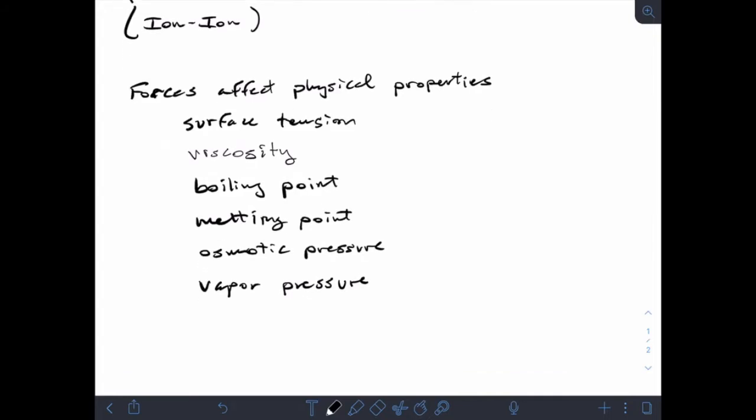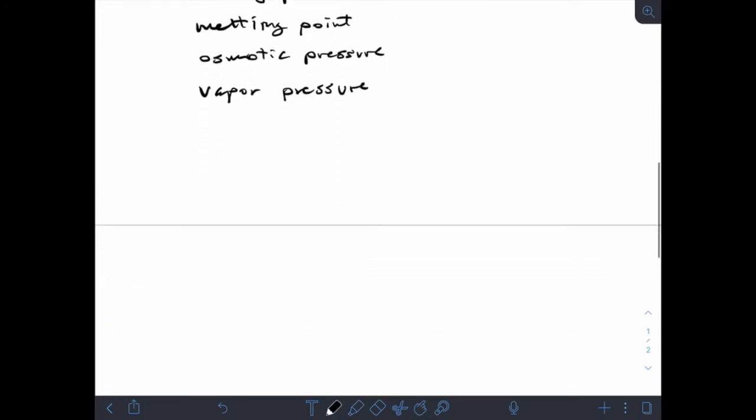Okay. So most of these, the stronger the forces, the stronger the physical properties. So stronger forces will equal more surface tension, more viscosity, higher boiling points, higher melting points, more osmotic pressure. The one that's opposite to that trend is vapor pressure, but we'll talk more about that when we get there. Okay, so let's talk about how these forces work. All right, we're going to start with the dispersion forces.